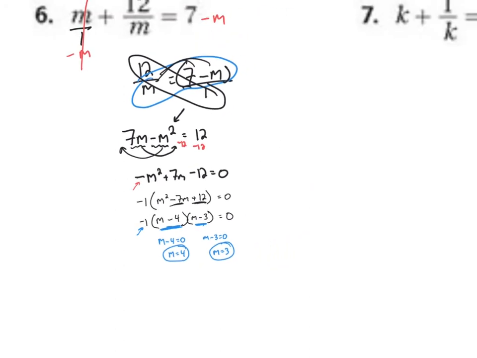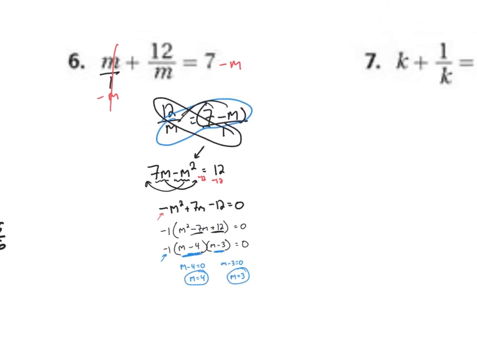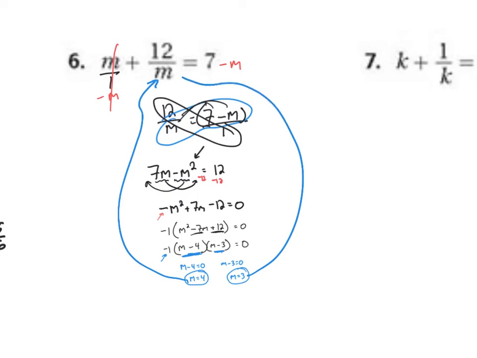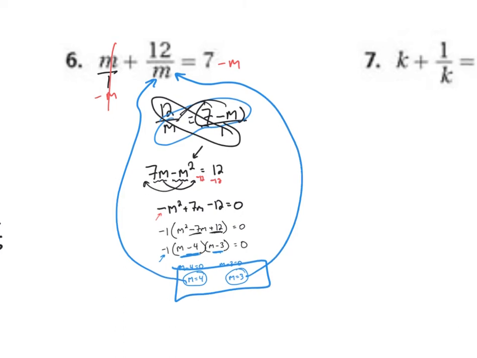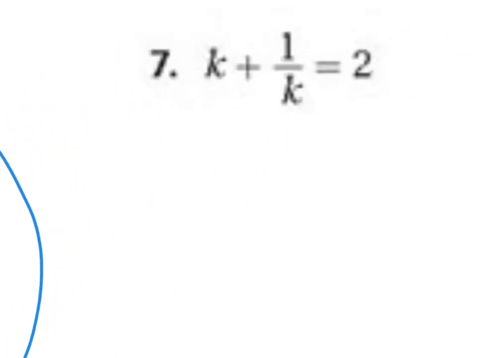Are either of those going to give me a problem in the original equation? 4 sitting in the bottom there won't give me a problem. 3 sitting in the bottom there won't give me a problem. So both of these are acceptable answers. All right, so there you go. There's a way to do it. All right, let's do this one. I'm going to do it the other way.